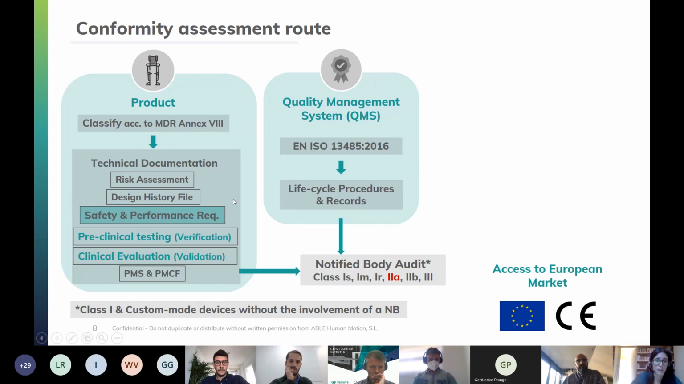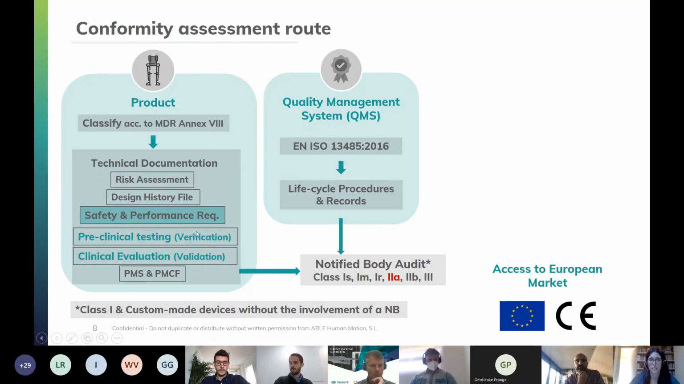And also, very important, and I will focus my presentation on these main things, is to demonstrate the safety and performance of our device. And to do so, we need to focus on the two V's, which are verification and validation activities that we will try to do according to a set of standards and other practices that we will discuss later.